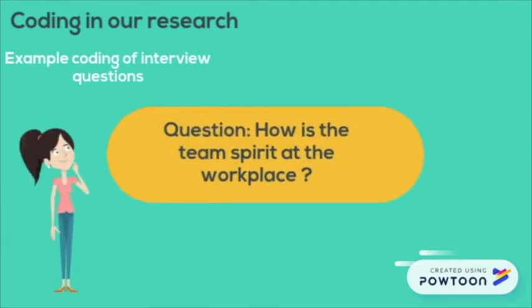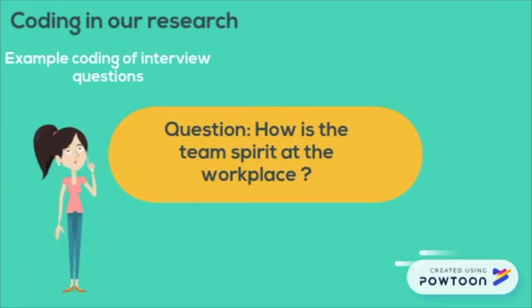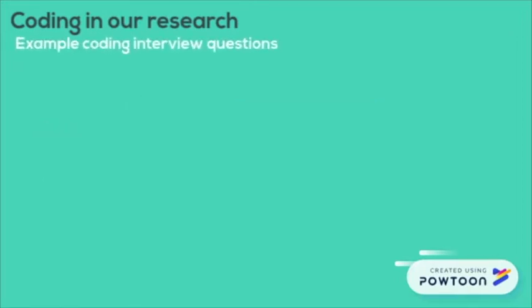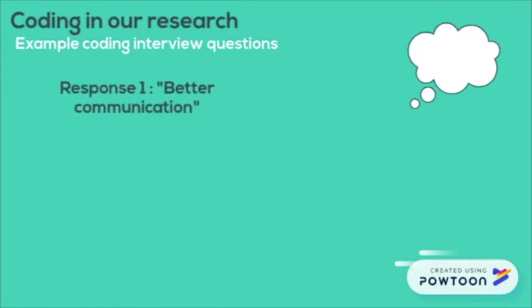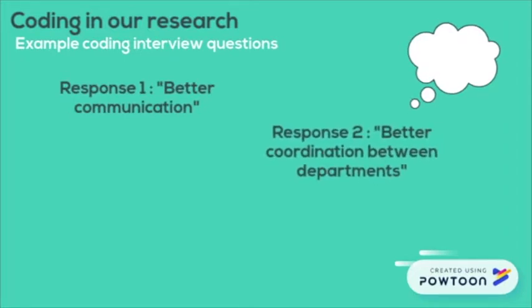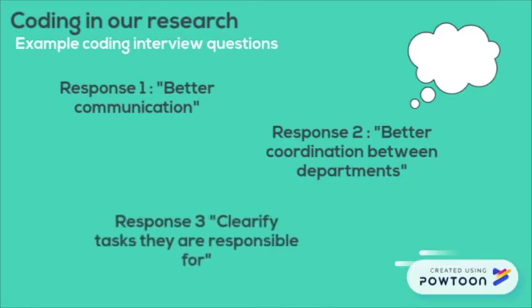Let's now look at an example of coding in our research, step by step, to see what this means in practice. In one of our research questions, we asked respondents how they experienced team spirit in the organization. In step 1, we analyzed 3 different responses to identify open codes. We noticed that 3 respondents mentioned the following points in their answers: need for better communication, need for better coordination between departments, need for clarity in tasks they are responsible for.